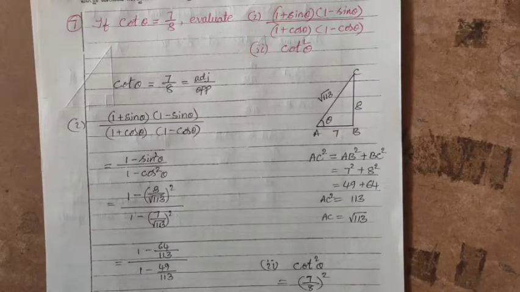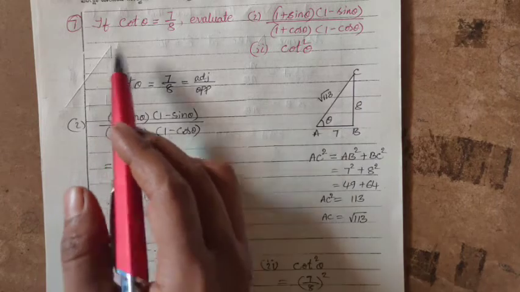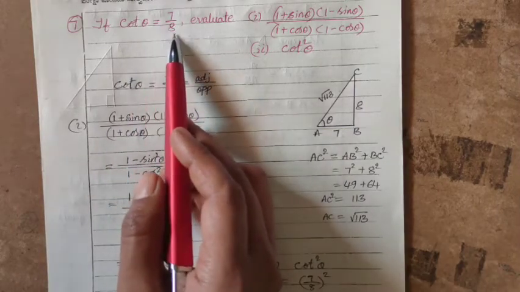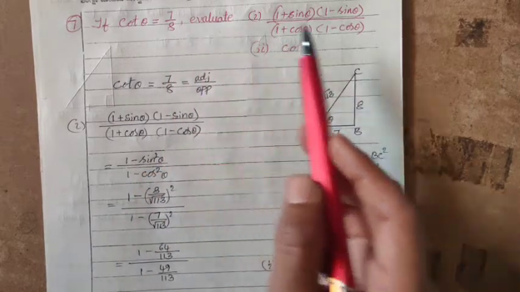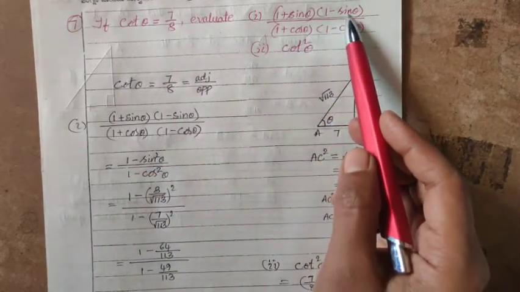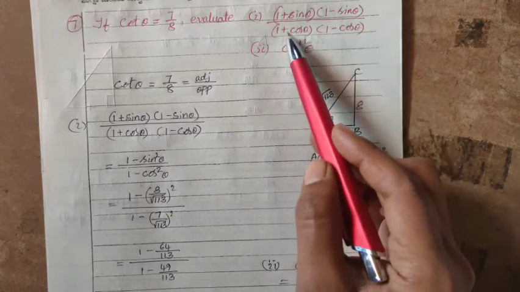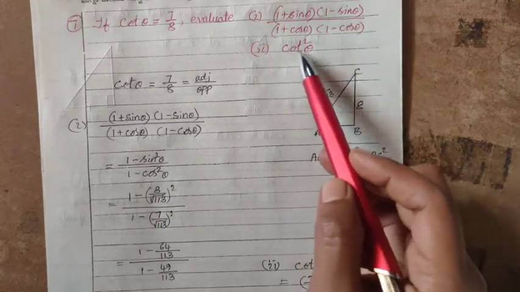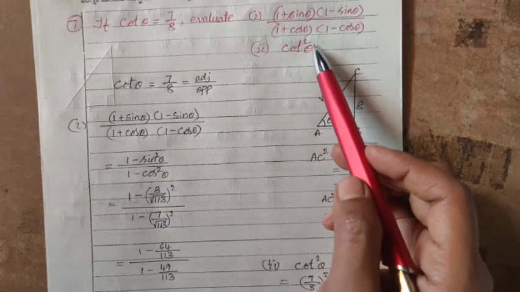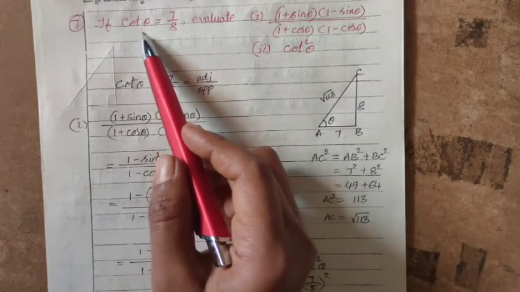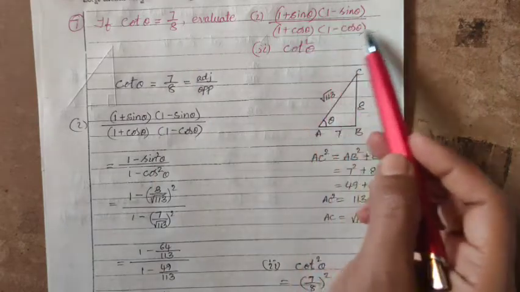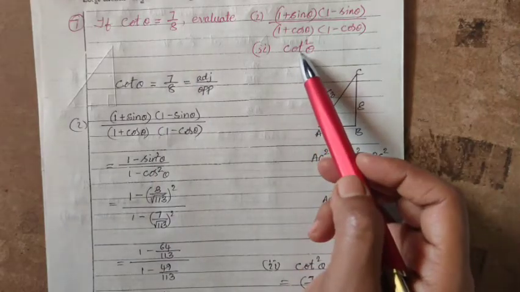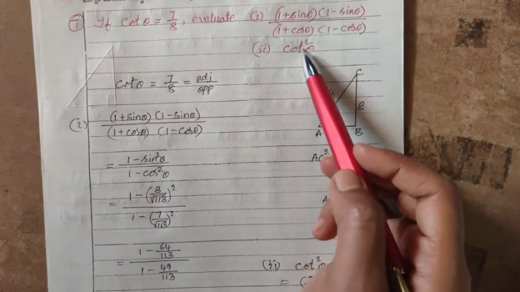Now let us solve the 7th question. The 7th question is: if cot theta equals 7 by 8, evaluate (1 plus sin theta)(1 minus sin theta) divided by (1 plus cos theta)(1 minus cos theta), and cot square theta. By using the trigonometric ratios, you can find the value of these. So how to find this?